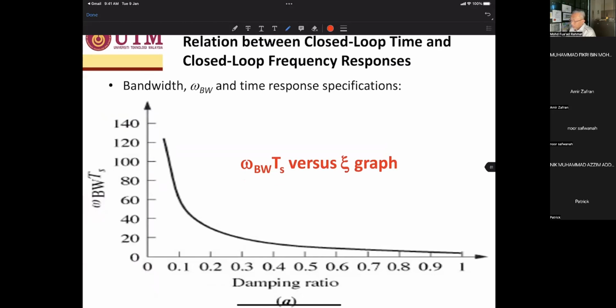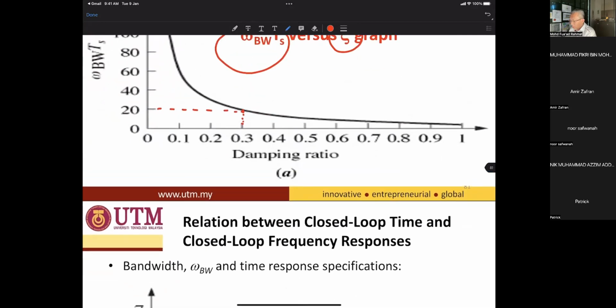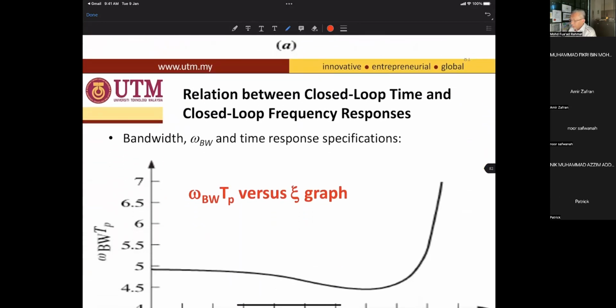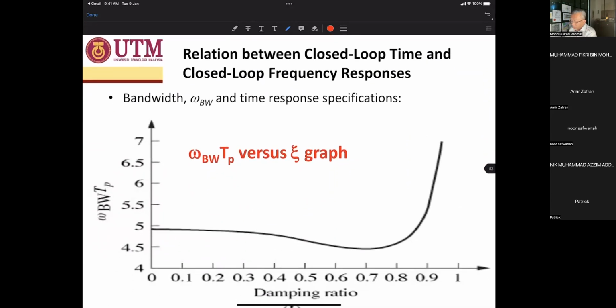This is also a standard graph that will be attached. If you know the Ts and the damping ratio, you go to the graph, for example damping ratio 0.3, so omega B Ts equals the value there, and then you will get the value of the bandwidth. And this one is the omega bandwidth Tp versus zeta graph. My question is, what is the curve equation for this?